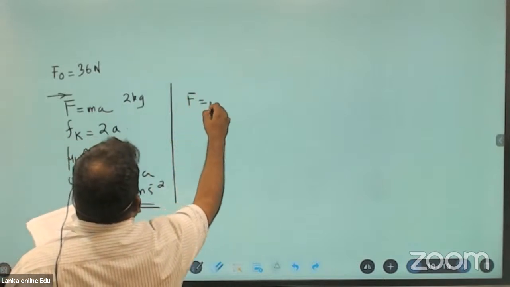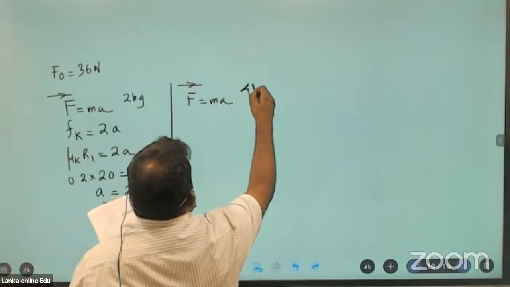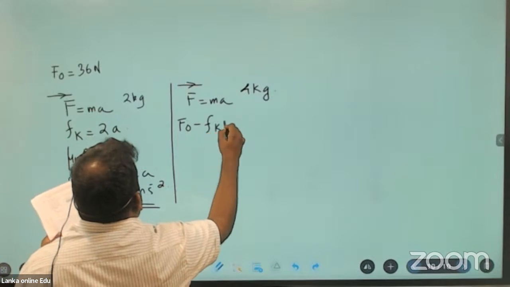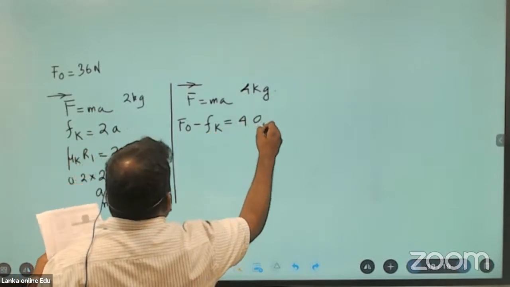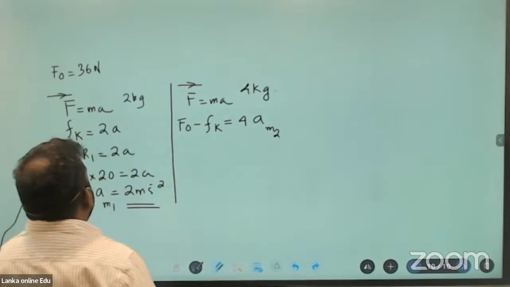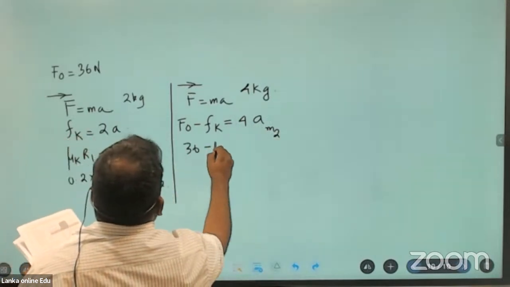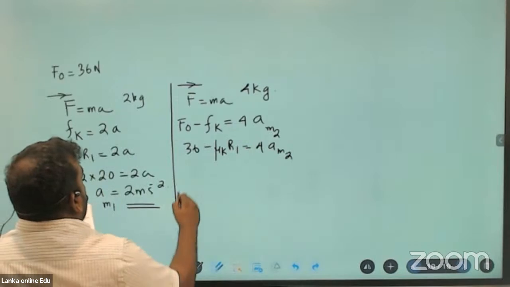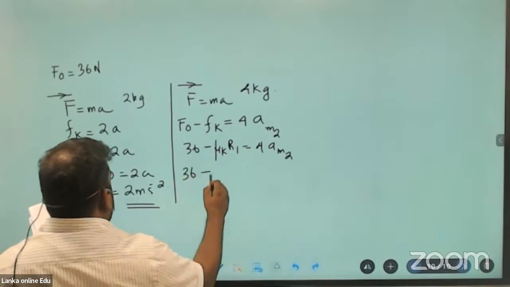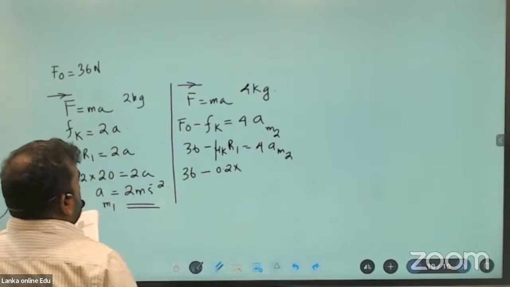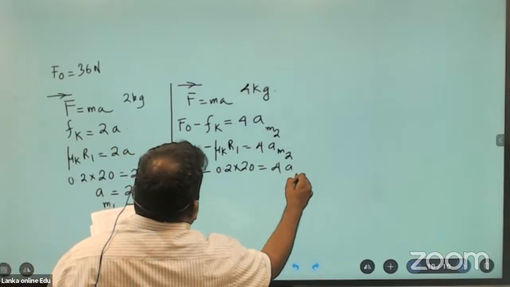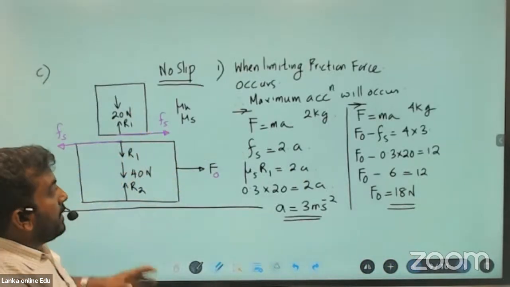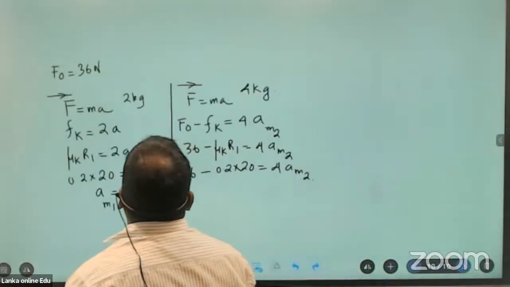Now apply F equal ma on the 4 kilogram object. F naught minus dynamic friction equals mass into acceleration. The acceleration will be different, for mass M2. F naught is given as 36, minus mu k times normal reaction, equals 4 times the acceleration of M2. Mu k is 0.2, normal reaction is 20. But here you have a dynamic friction.